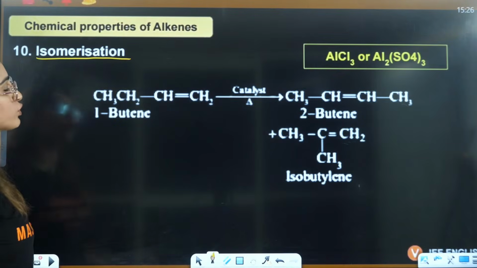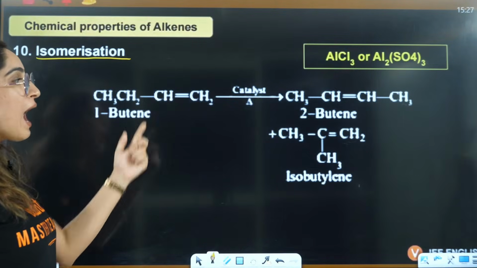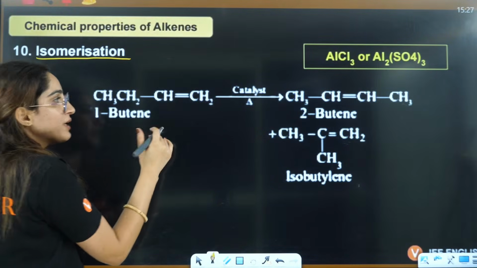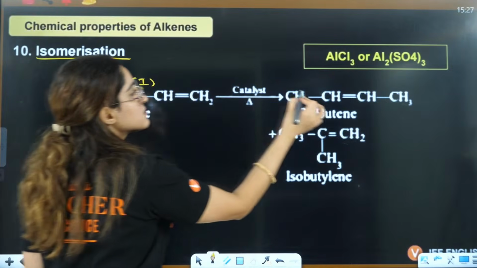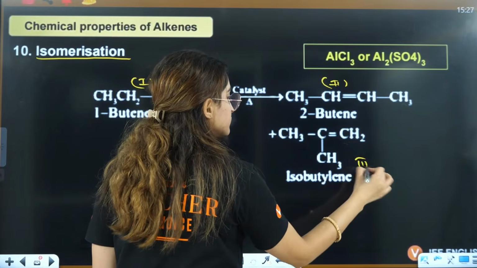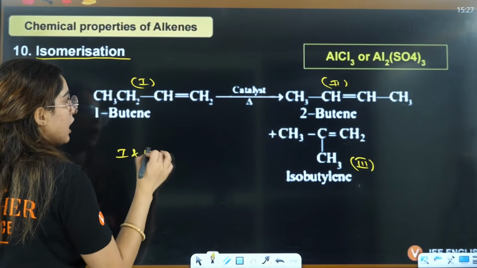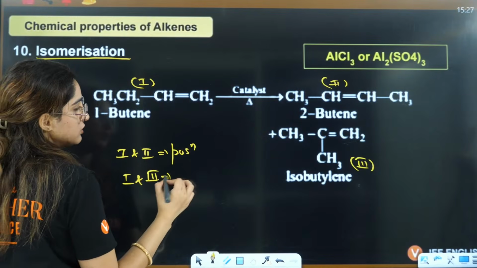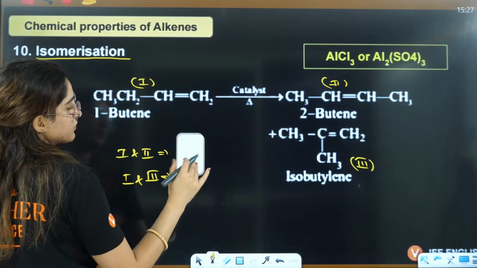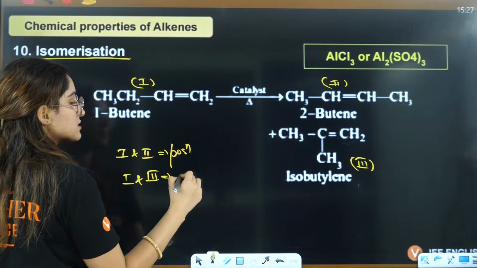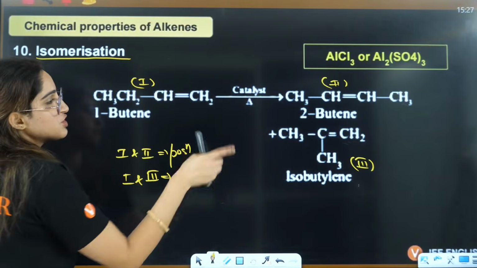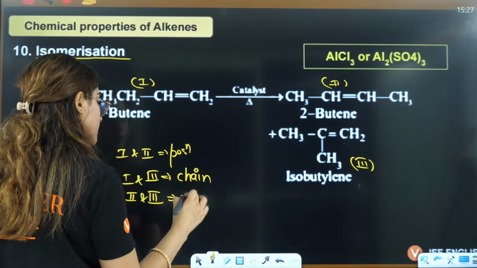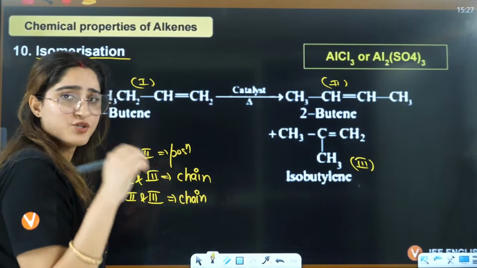Isomerism means two isomers can be formed here. This is one isomer. If I say this is 1 and this is 2 and this is third, first and second are the position isomers. First and third are also position isomers, and these are the chain isomers, because this chain and this chain are different, right? Second and third is also the chain isomer. This I have done in isomerism as well.